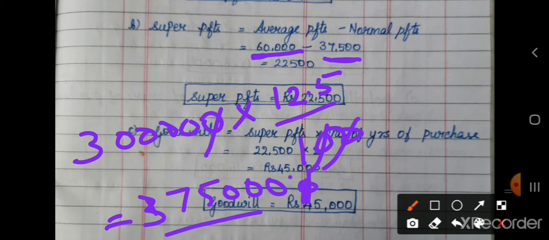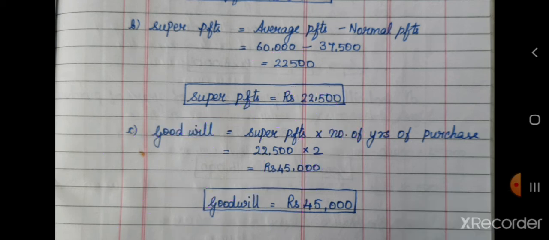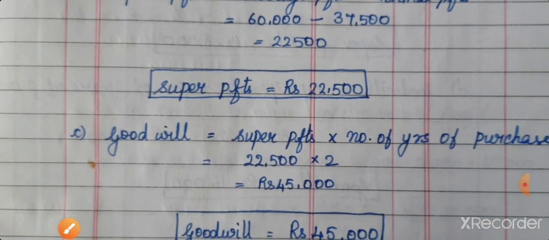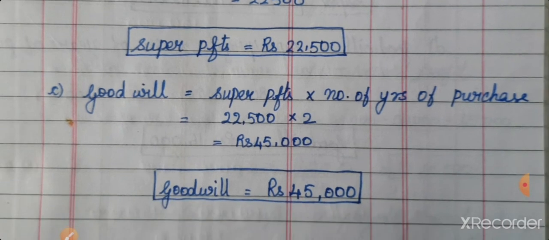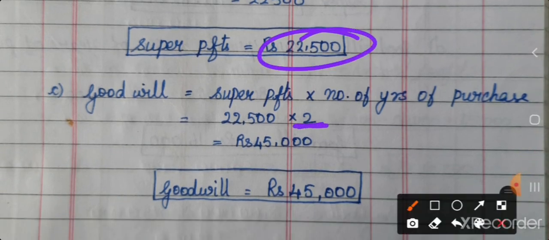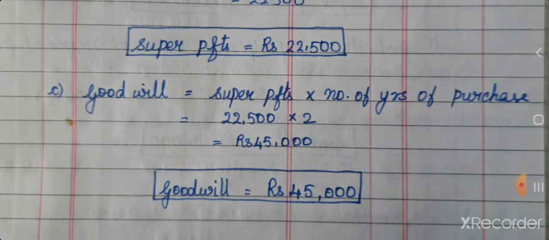Okay, so you get 37,500. You put a dot here because this is 0.5, so you get 37,500. Now super profit is equal to average profit minus normal profit. You get 22,500. Now goodwill is equal to super profit into number of years of purchase. You get 22,500 into number of years, so goodwill is equal to 45,000.